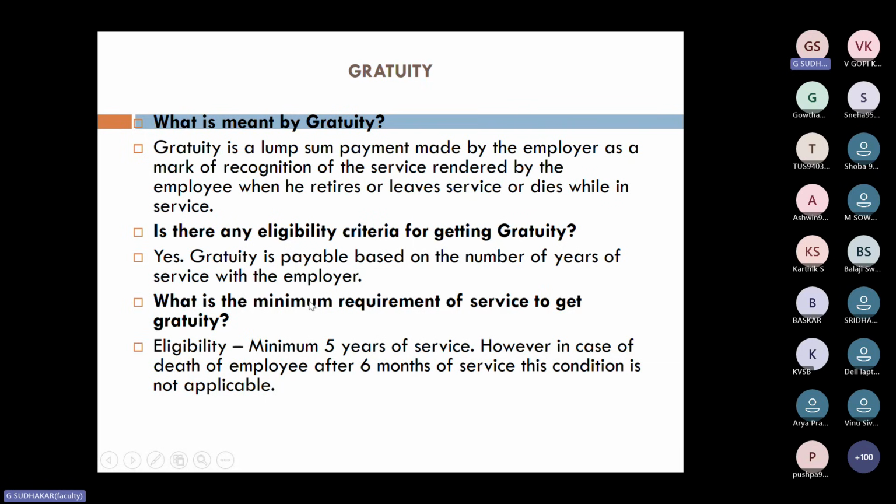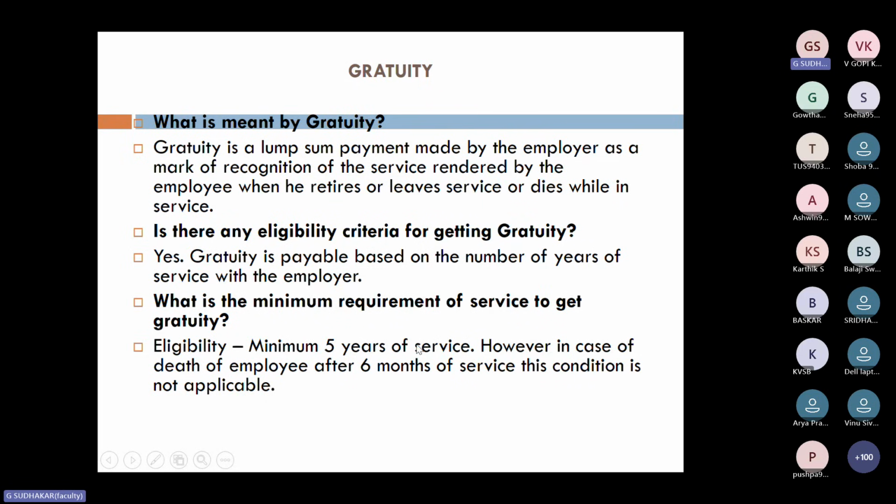What is the minimum requirement of service to get gratuity? Yes, payable on a minimum number of years of service. If you work for 5 years, then you are eligible for gratuity. However, in case of death of an employee, after 6 months of service, this condition is not applicable. So remember, in case of exit by death, after 5 years, normally he will get it.